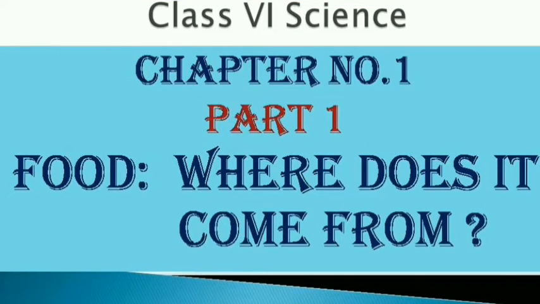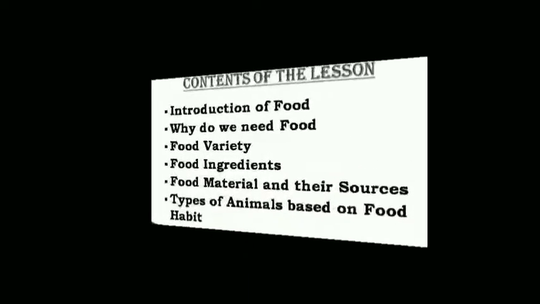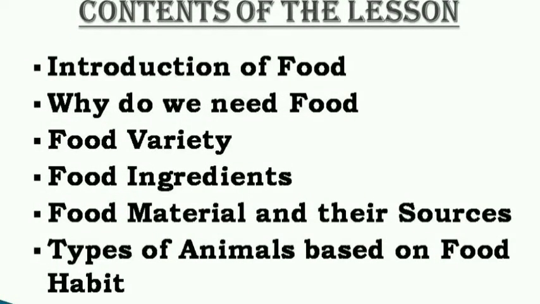We'll start with the first lesson for 6th standard science, that is food. Where does it come from? We'll quickly go through the contents of the lesson. We'll start with the introduction of what is food, followed by why do we need food. We'll see what are the variety of food which is available. What are the ingredients that make up a particular kind of food, food material and their sources, and the types of animals based on their food habits.